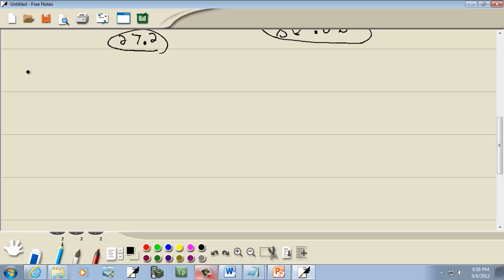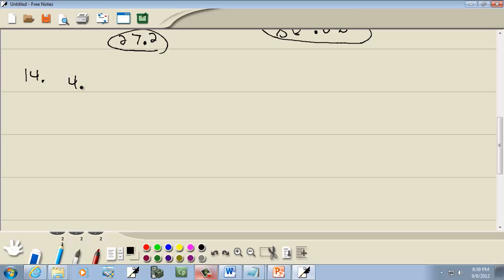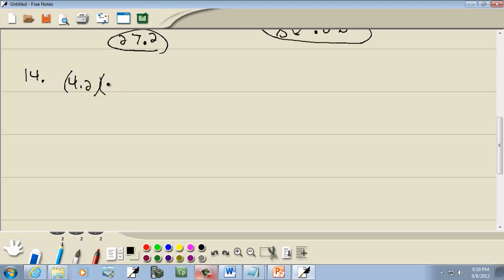Let's take a look at multiplication. So we've got 4.2, and I should have had parentheses around that because that may look like a decimal place, and then multiply it times 11.3. Well, I'm going to put 11.3 up here, and I'll put 4.2 here. I like to put the one with the least amount of digits down below. There's only 2 digits there.